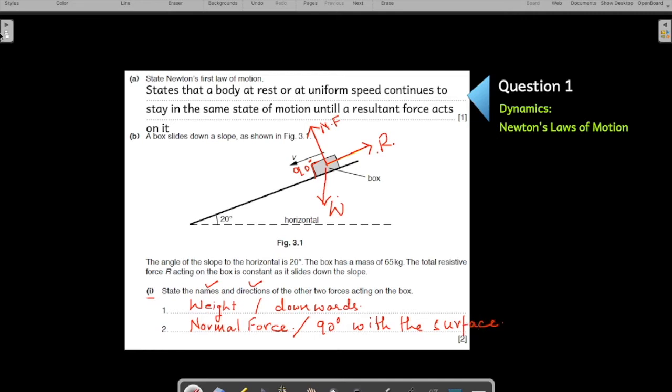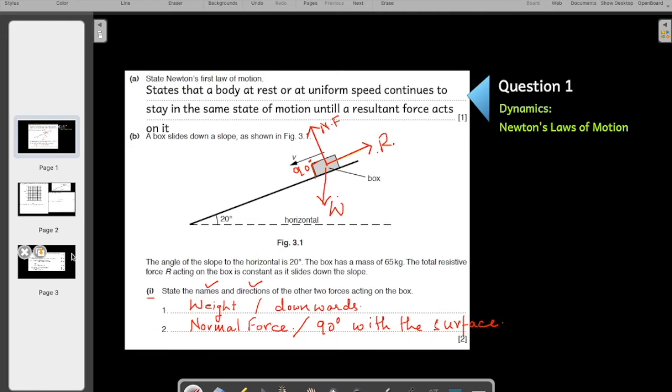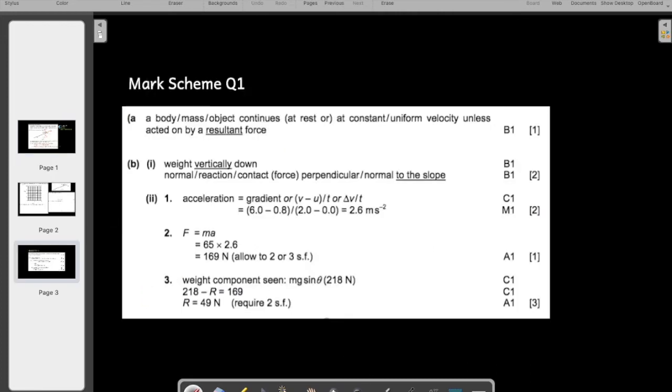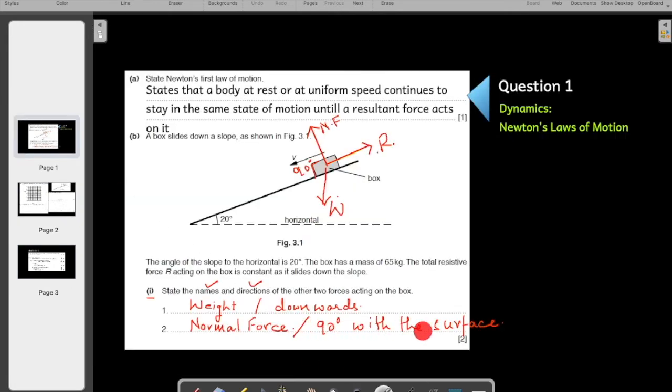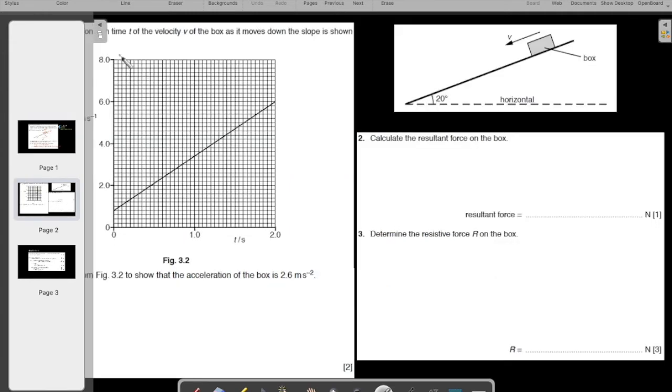Alright, let us tally with the mark scheme as well. So here you have the mark scheme. Weight vertically downwards, normal force, you also call it reaction force or contact force. All three mean the same thing, synonym terms they are. It is perpendicular or normal to the slope. Right, we have mentioned the same thing. It is at 90 degrees with the surface. Right. So this is done.